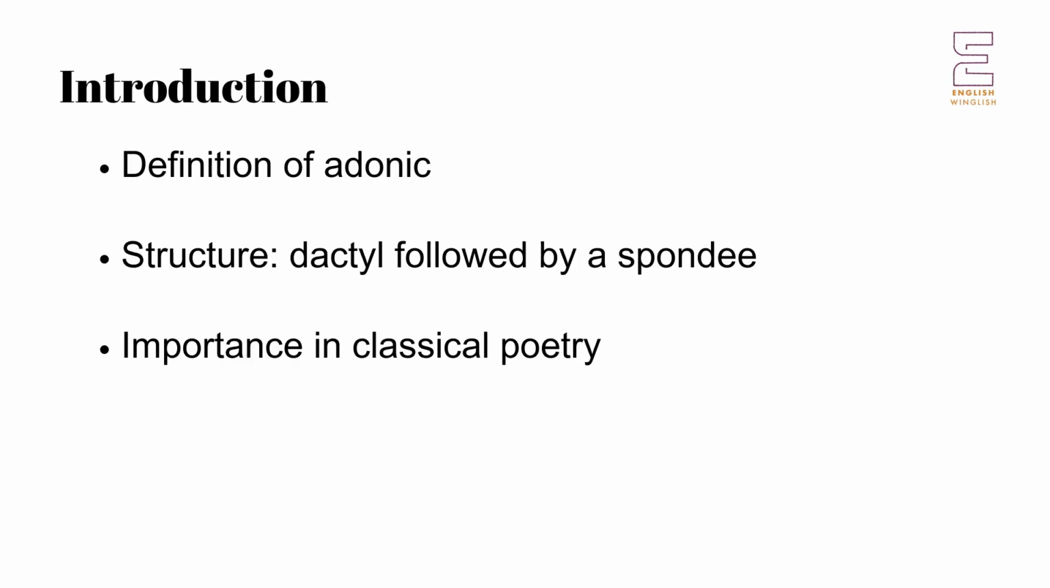Introduction. The term Adonic refers to a specific type of metrical line in poetry. It consists of a dactyl followed by a spondee. Adonic lines are most commonly recognized as the fourth and last lines of the Sapphic stanza, a classical poetic form. This video explores the structure, origin, and significance of Adonic lines in poetry, with examples to illustrate their use.